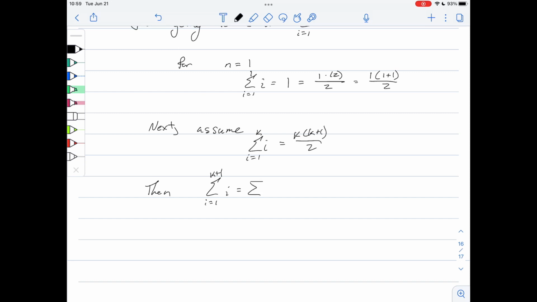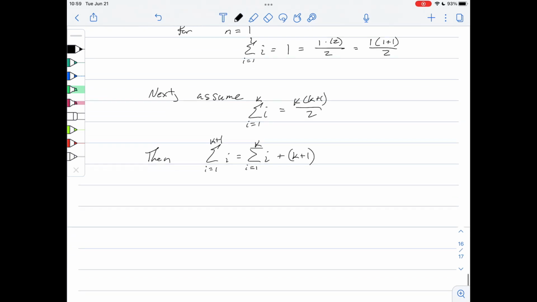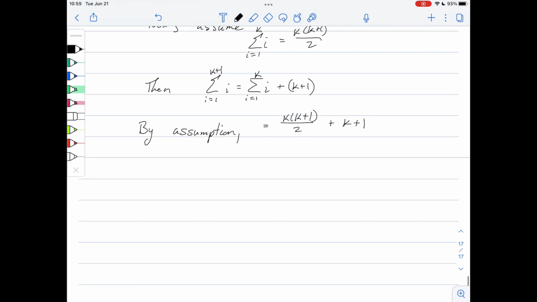Next, we're going to show that if one domino gets knocked down, it's going to knock the other one down. So we assume that the sum from 1 to k is k times k plus 1 over 2. And we're going to look at the next one in the series. So the sum from 1 to k plus 1 of i is the sum from 1 to k of i plus the k plus first term. So it's the sum from 1 to k plus k plus 1.